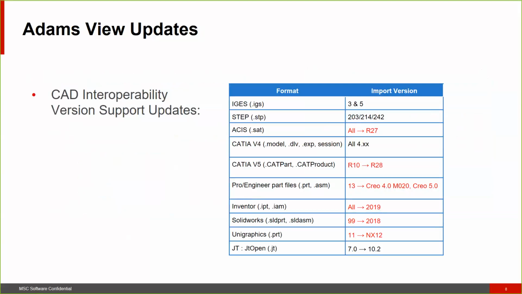Also in Adams View, CAD interoperability version support has been updated. The component we use for importing all the various CAD formats you see here has been updated, and that means the ones highlighted in red this release now support one or two newer versions. For instance, CATIA V5 is up to R28 now. The Pro/ENGINEER family is now up to Creo 5.0 for import, and so forth. You can see on the slide a number of other updates across the product line.